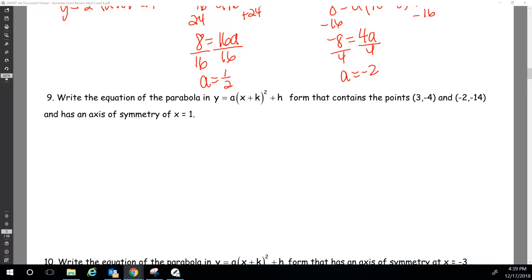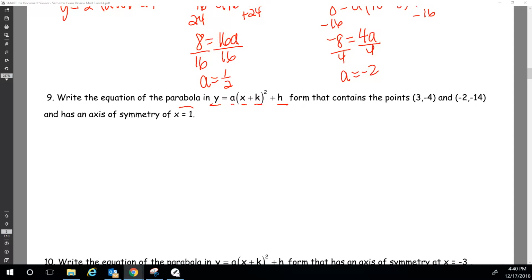We are on number 9. It says write the equation of a parabola in vertex form that contains the points (3, -4) and (-2, -14), and has the axis of symmetry of x equals 1. So notice for this equation, I need to know y, a, x, k, and h.